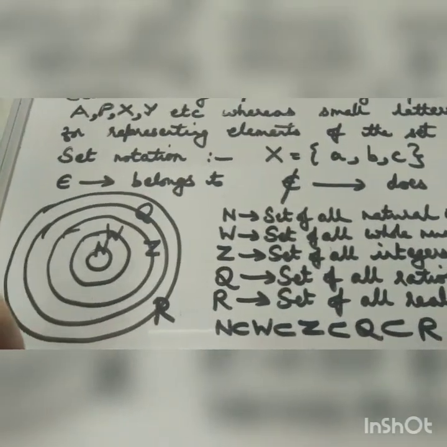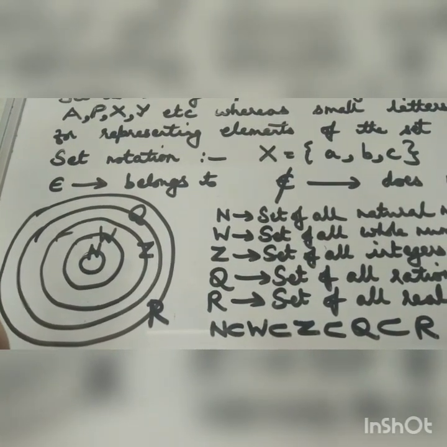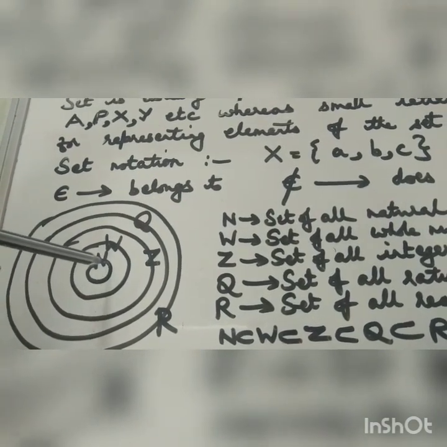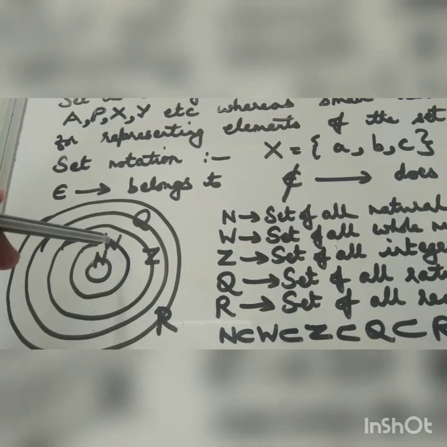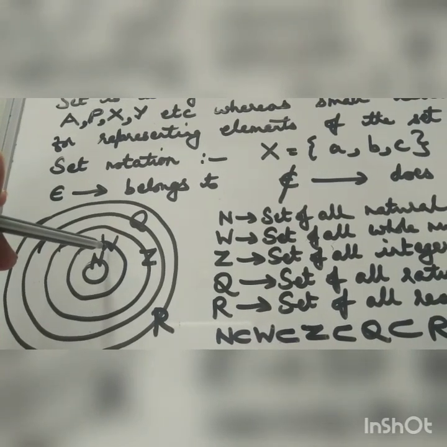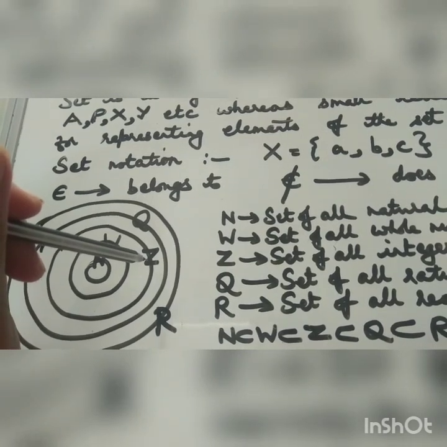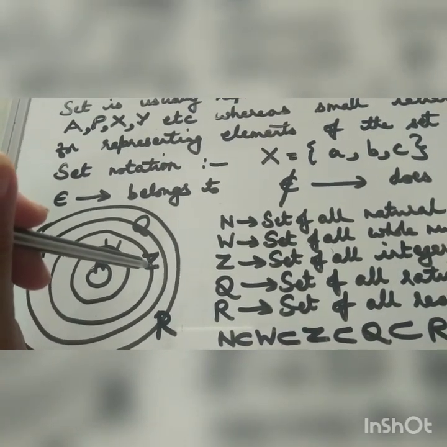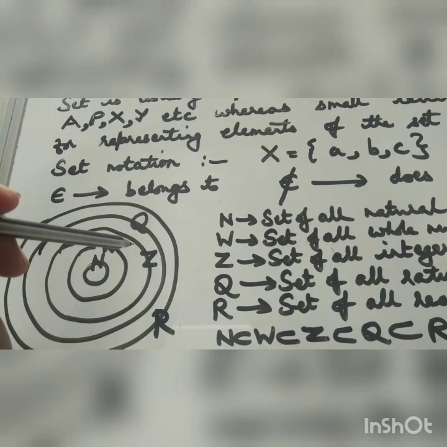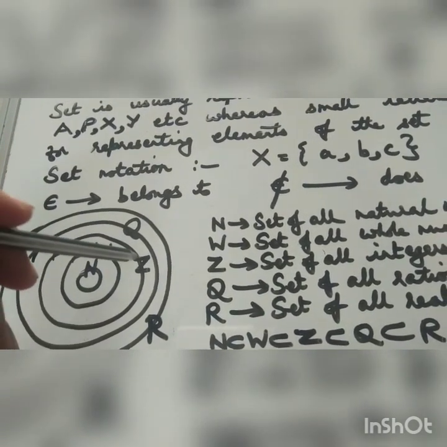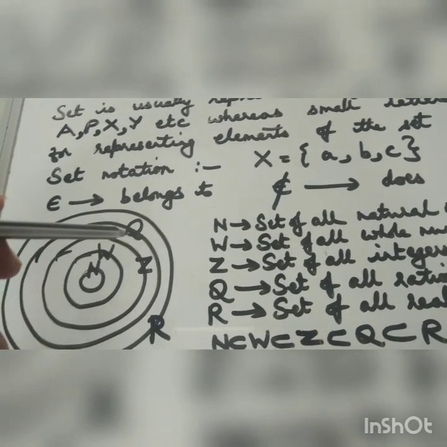So when you see it in diagrammatic representation, natural numbers are 1, 2, 3. Whole numbers are 0, 1, 2, 3, and so on. Integers are plus minus 1, plus minus 2, and so on, starting from 0. So all positive numbers, all negative numbers, and 0 constitute the integers.